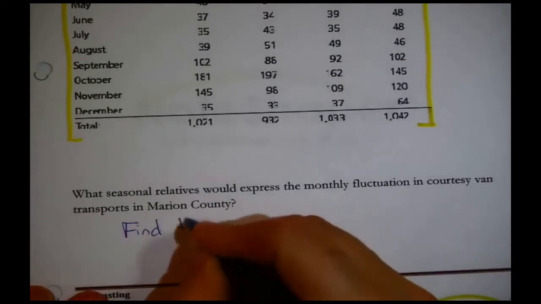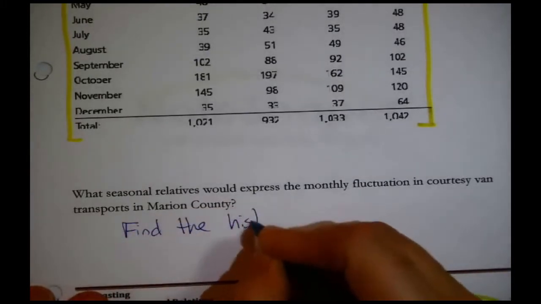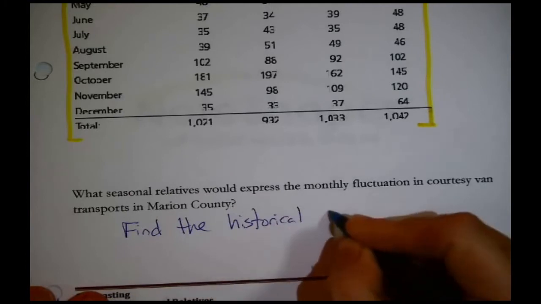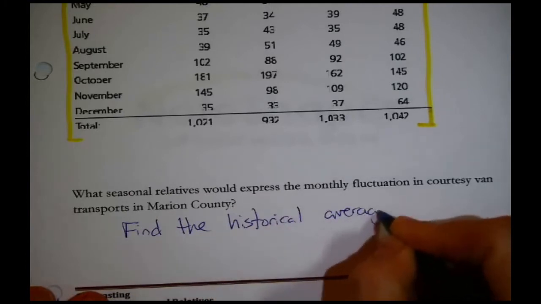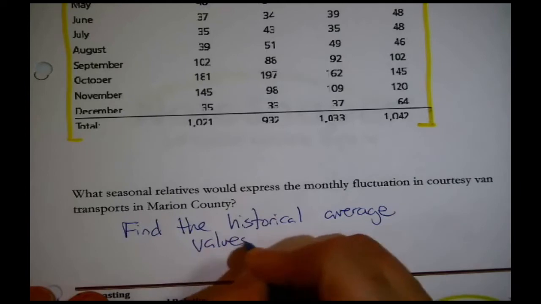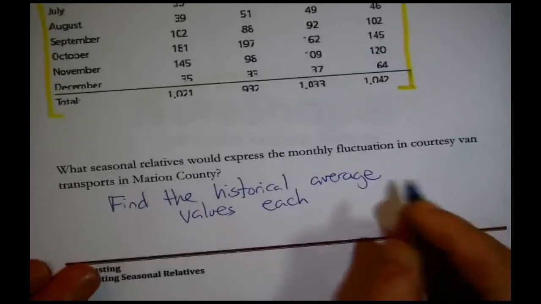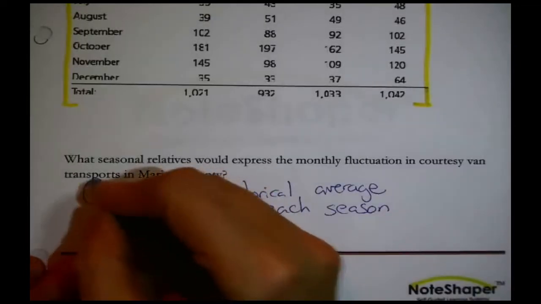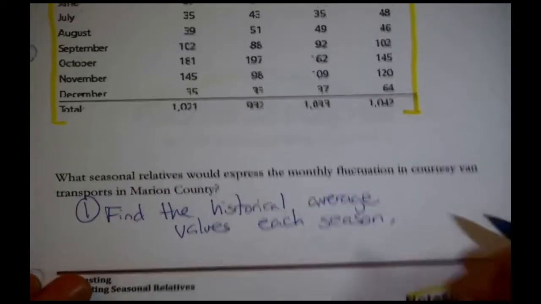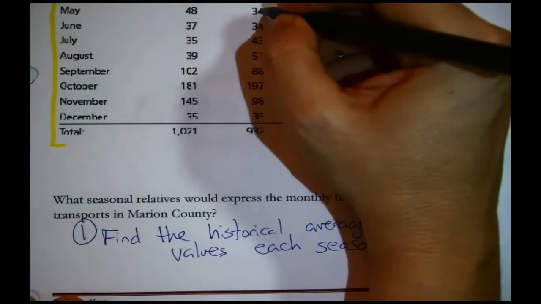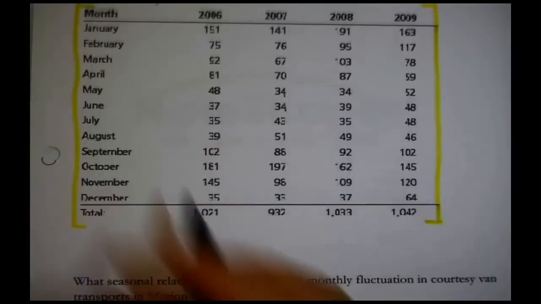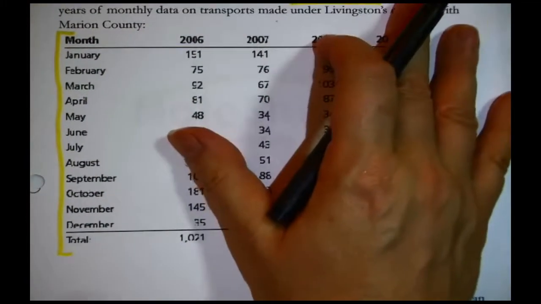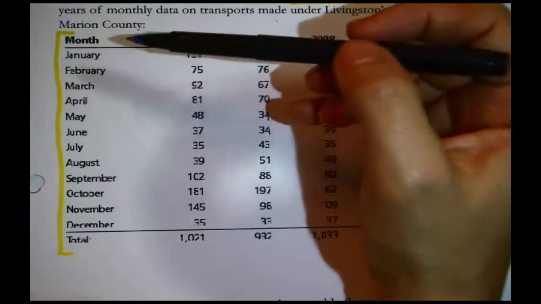find the historical average values each season. It's kind of like step 1. Now you might be thinking, huh? That's a 4, that's a 4. Here are 4 years. Where are the seasons?